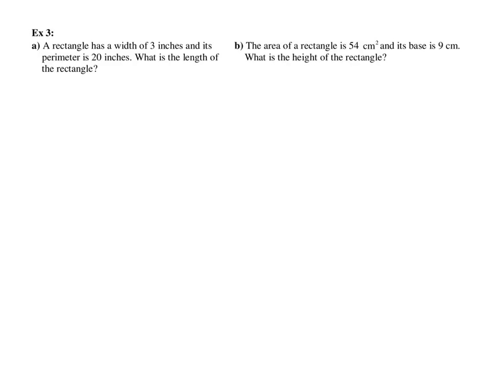For example 3, a rectangle has a width of 3 inches and its perimeter is 20 inches. What is the length of the rectangle? Okay, so here I have a rectangle, and it's saying its width is 3 inches. All right, and the perimeter is 20. Okay, well, I know this is the width. I'll call this the length.